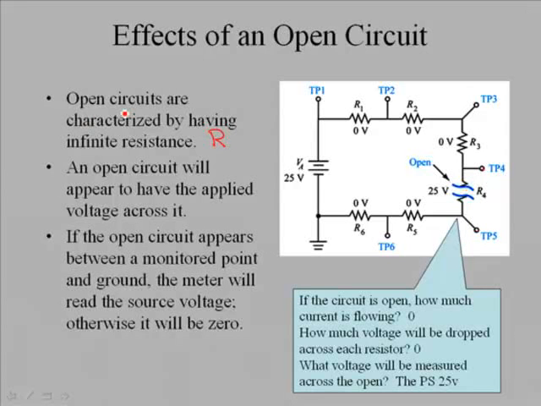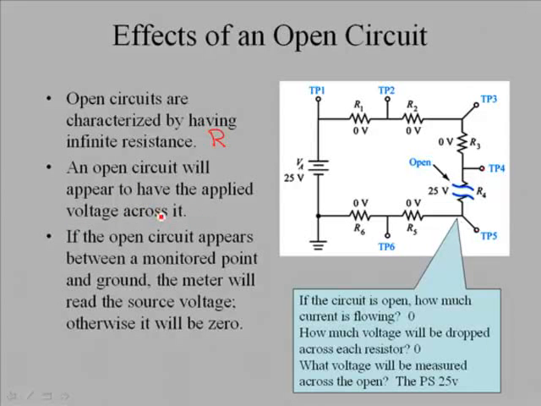So typically you would expect to see infinite resistance, but that won't always be the case. When you measure the circuit, you think you're measuring across here, but the ohmmeter doesn't know that. It may measure around like this, and you may get a resistance. It may be a rather high one, but not necessarily infinite, because it may measure a different path through the circuit. An open circuit will appear to have the applied voltage across it.